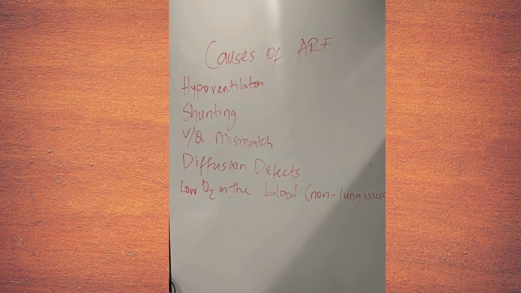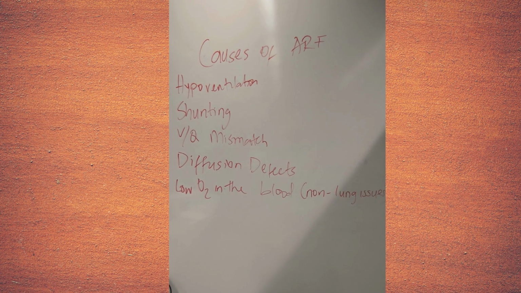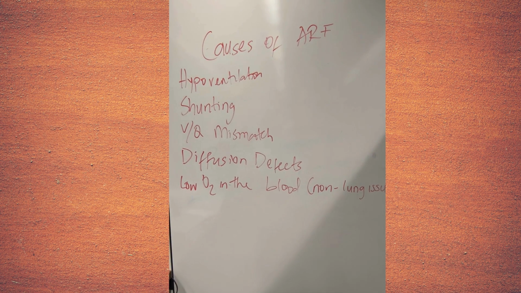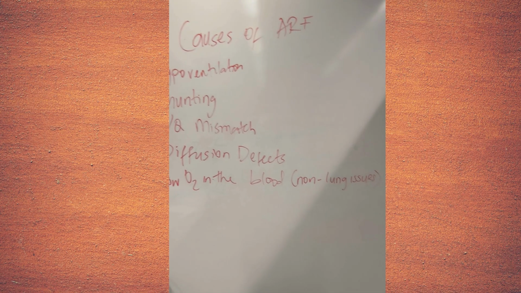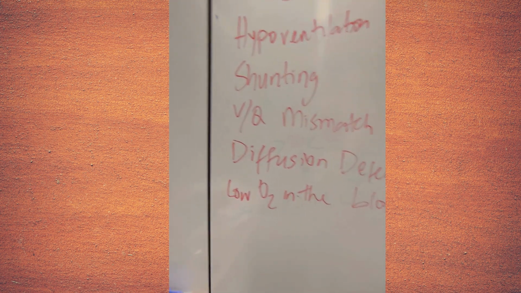So what are the main causes of ARF? There are 5 main causes of acute respiratory failure: hypoventilation, shunting, V/Q mismatch, diffusion defects, and low O2 in the blood, which is a non-lung issue. So we're going to break it down.